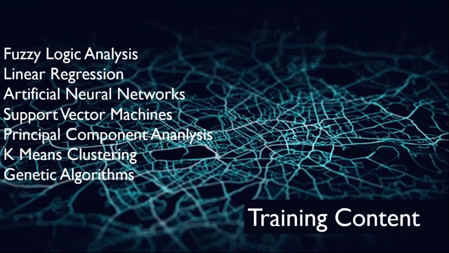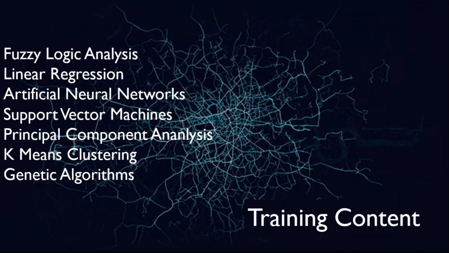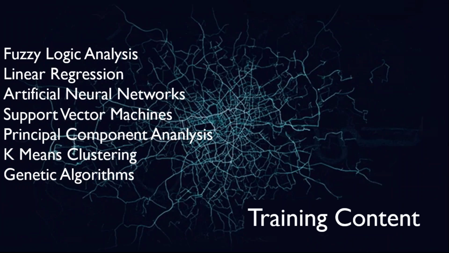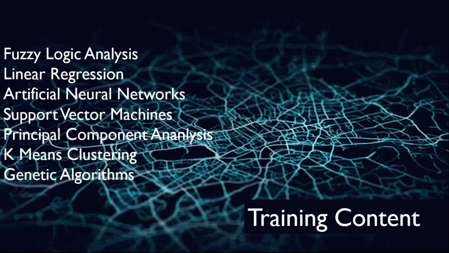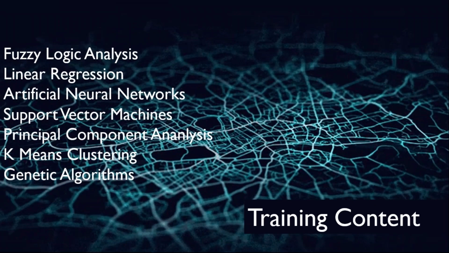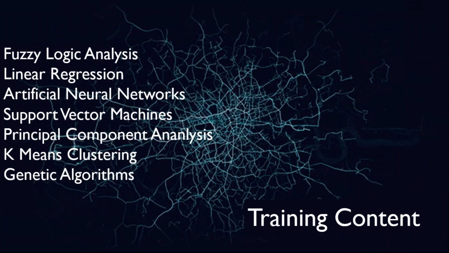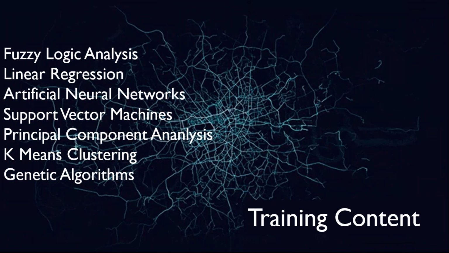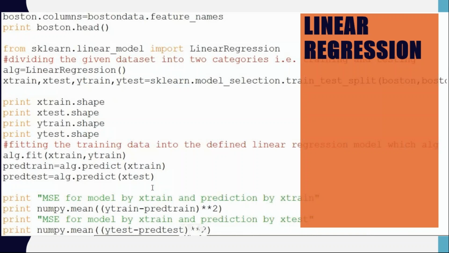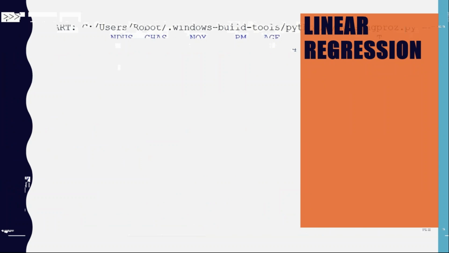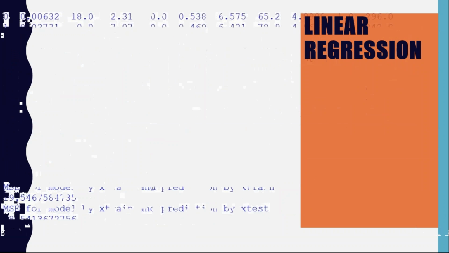If you attend this training by TechTrunk Ventures, you'll be able to learn about fuzzy logic analysis, linear regression, artificial neural networks, support vector machines, principal component analysis, k-means clustering, and genetic algorithms. This is the main content of the training course. We'll work with examples of linear regression, in which we'll train the algorithm and take the data from the algorithm.